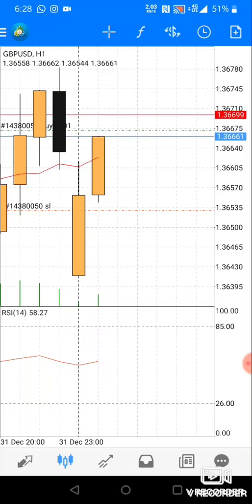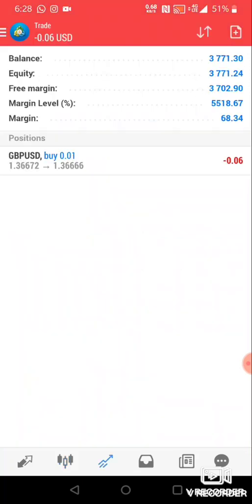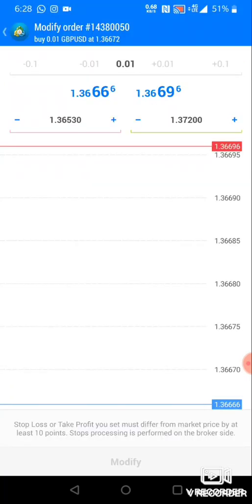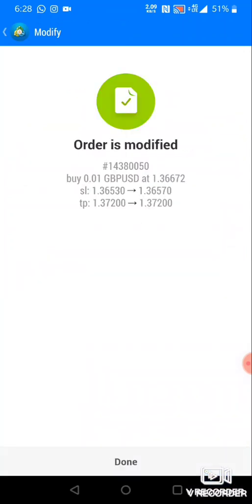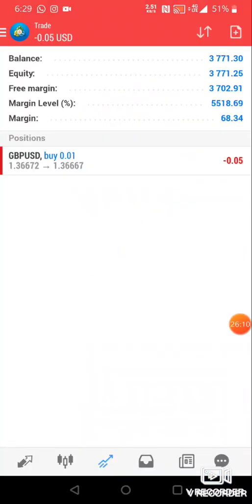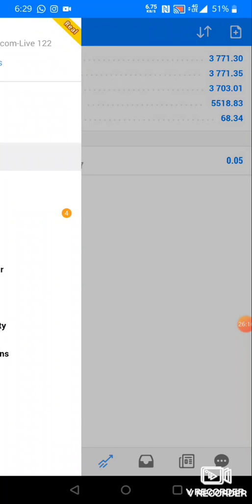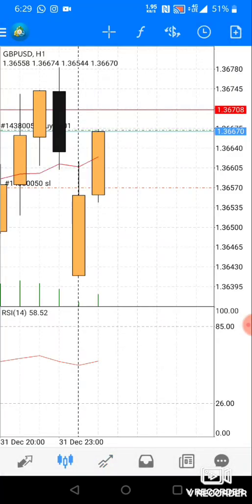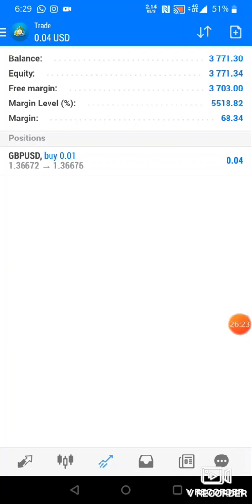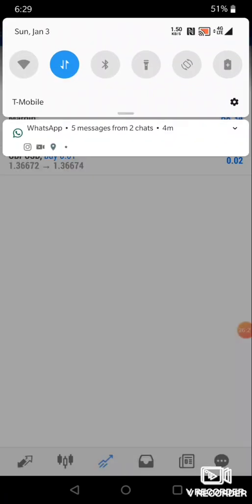So I'm gonna move my stop loss up into profit. So we're gonna go to 1.36570. We're moving up into profit. You see, I went from a 0.50 to now I'm moving into profit. I'm sticking with my plan. Always stick with your plan. Never move away from your trading plan. This is beautiful, man.